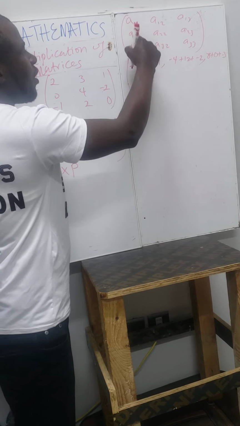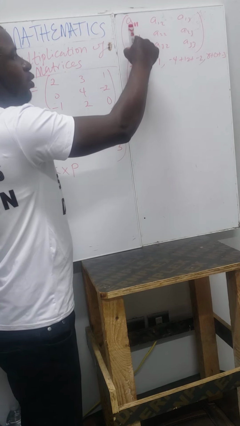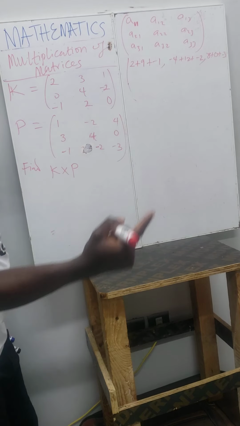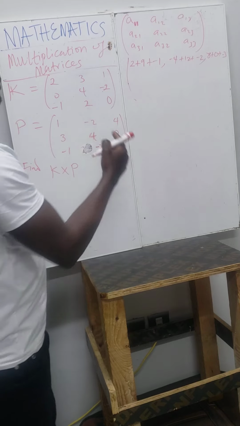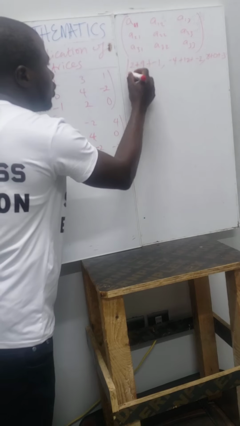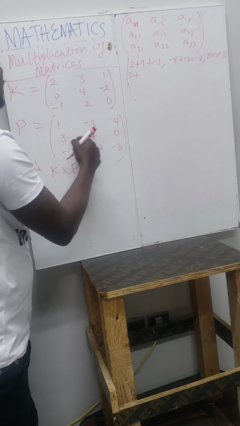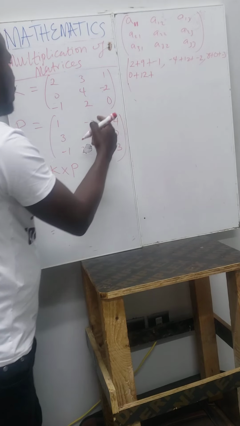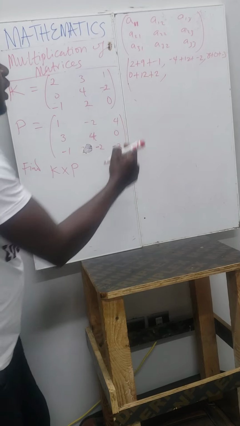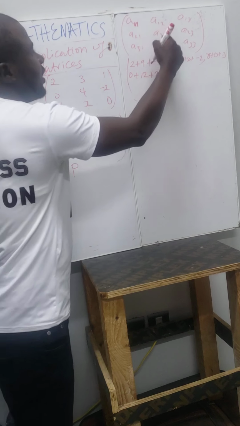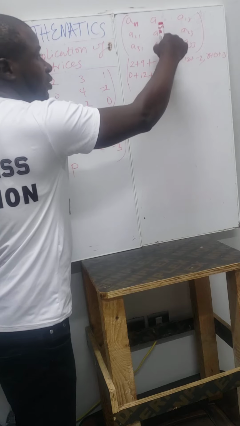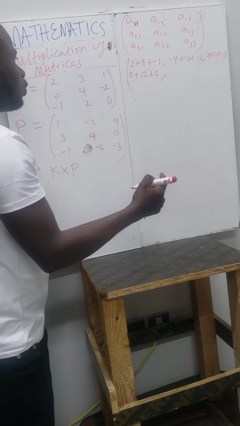The element along the second row of the first matrix multiplied by the element along the first column of the second matrix. That's what we mean by A21. Okay, this one by this. 0 multiplied by 1, 0, plus 4 multiplied by 3, 12, plus minus 2 multiplied by minus 1, that is a plus 2, comma. A22 simply means the element along the second row of the first matrix multiplied by the element along the second column of the second matrix.